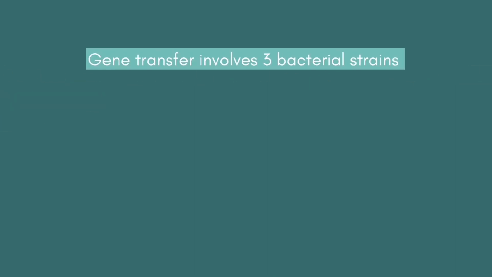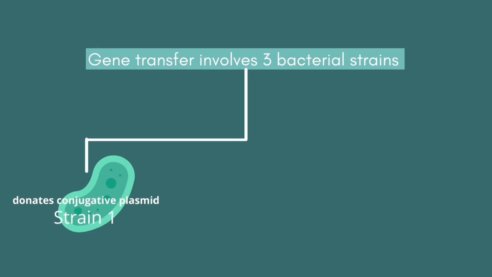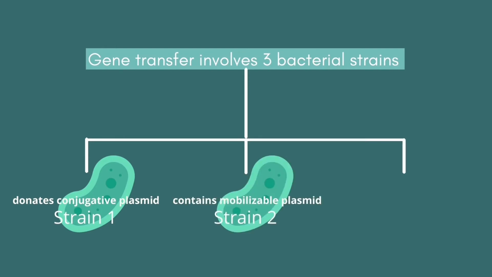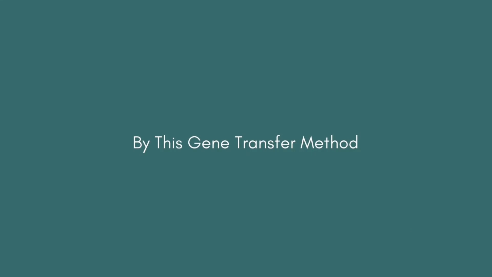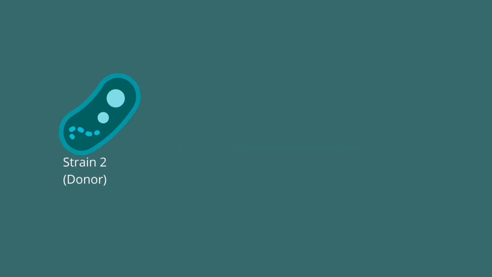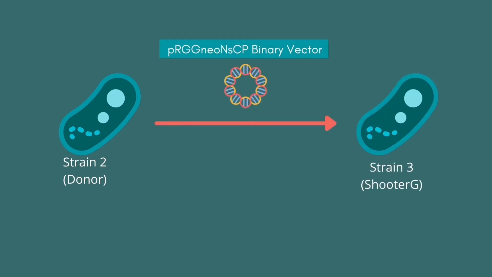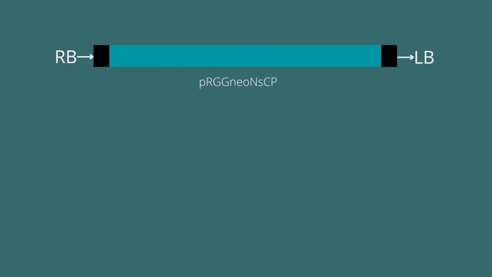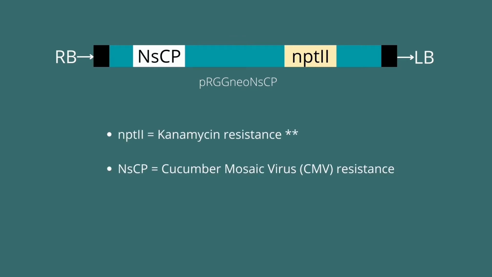Triparental mating is a way of bacterial gene transfer involving 3 bacterial strains. The first strain contains a conjugative plasmid that promotes the transfer of a mobilizable plasmid from the second strain into the third strain. So, by this gene transfer method, the binary vector in one strain was successfully transferred into the shooter strain with the help of the helper vector in another strain. This binary vector contains NPTII and NSCP genes, which are responsible for kanamycin and cucumber mosaic virus resistance, respectively.